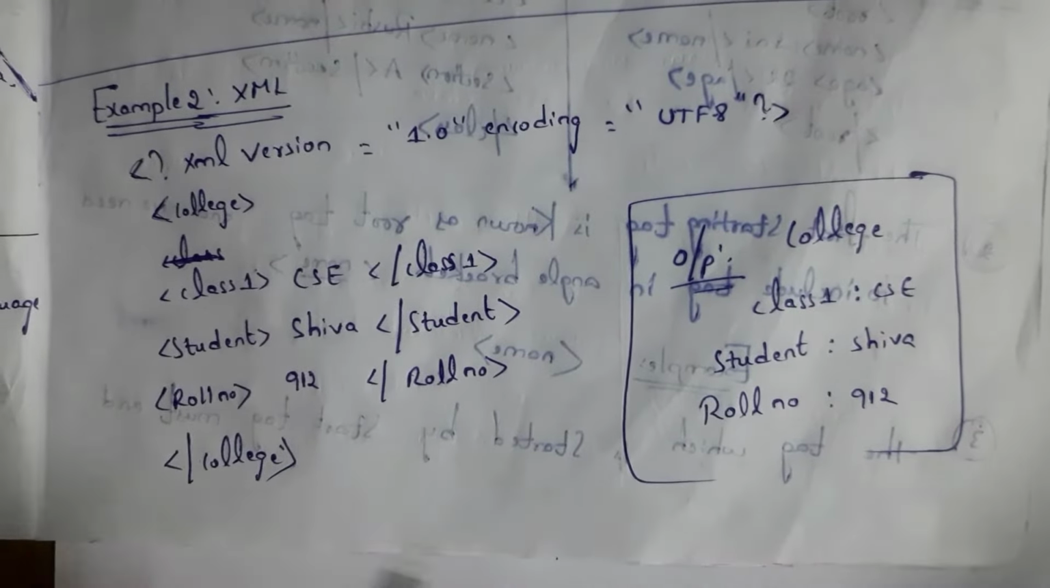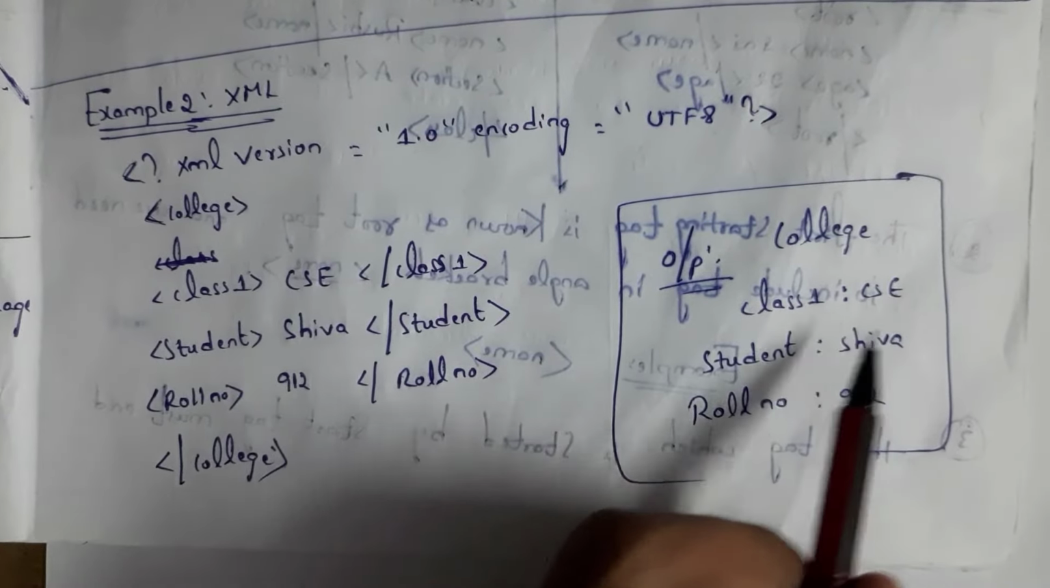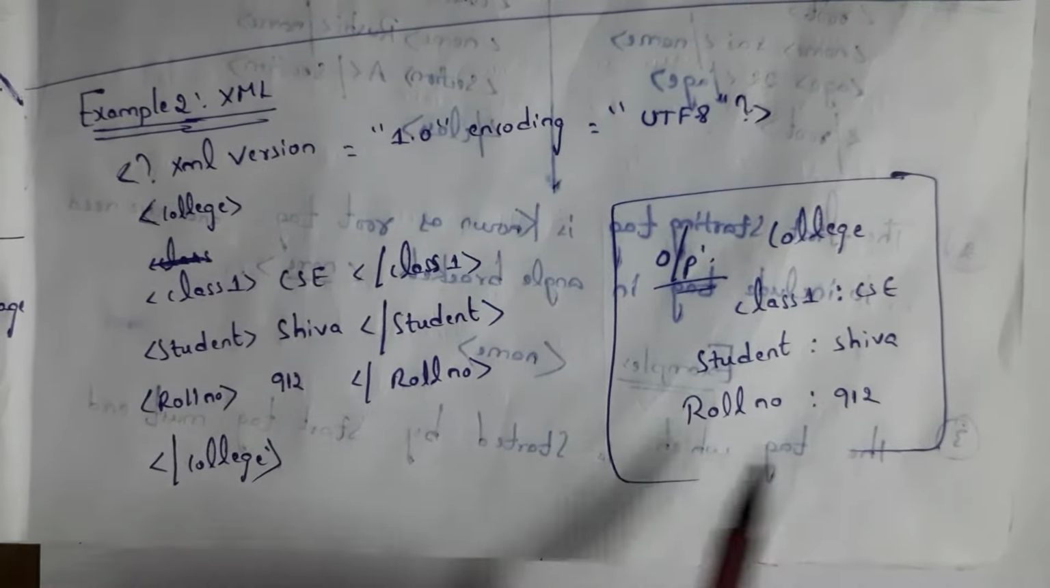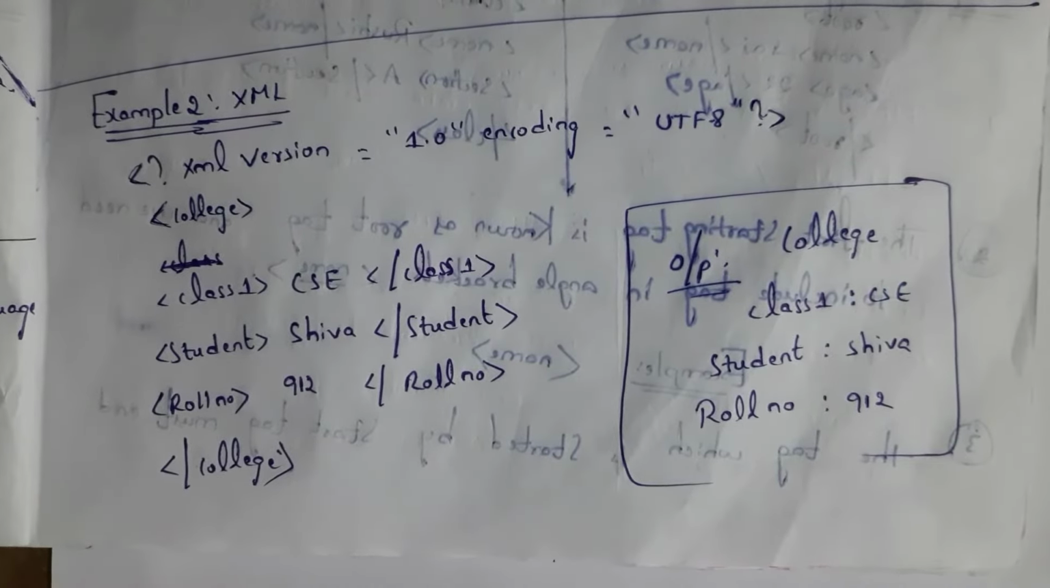After writing this, the output looks like college and class 1, that class name is CSC, and student, his name is Shiva and roll number is 912. This is the output for this program. This is a simple example program of XML.